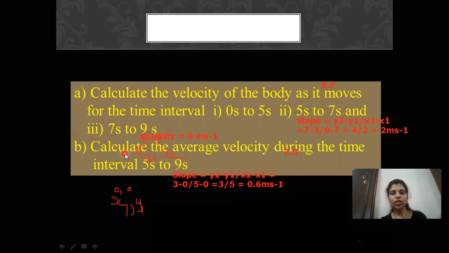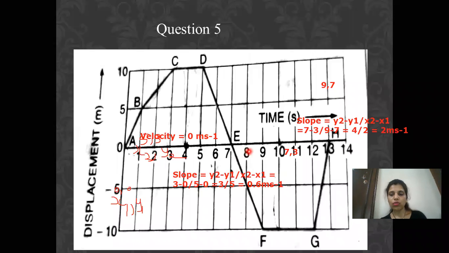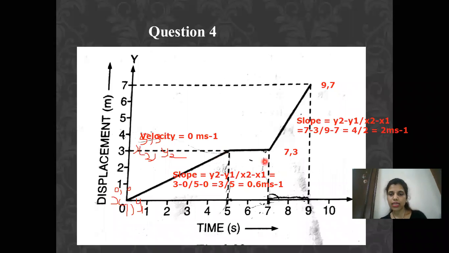So in the next question it is said, calculate the average velocity during the time interval 5 to 9 seconds. Okay, so 5 to 9 seconds, you have to calculate the average velocity. I'll just draw a line over here so that we know that from here to 9 seconds, okay, till here. So now 5 to 9, you have to find the average velocity.